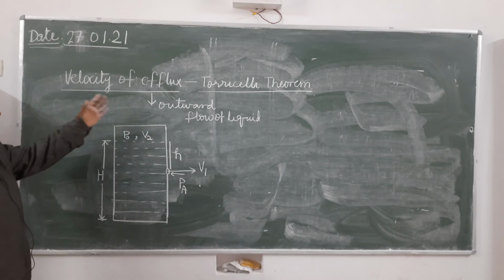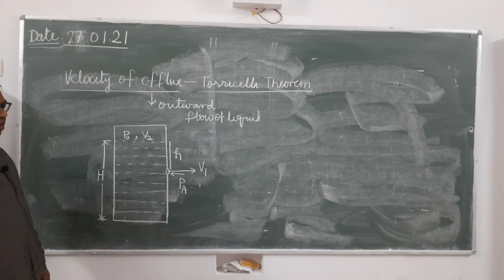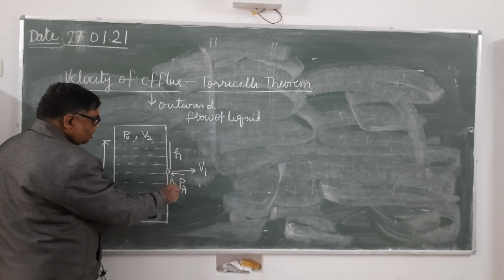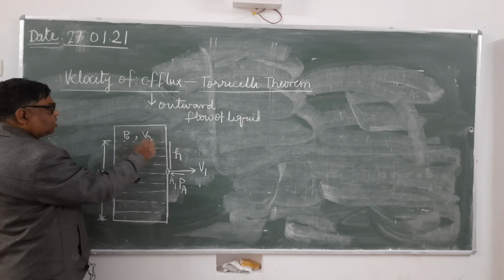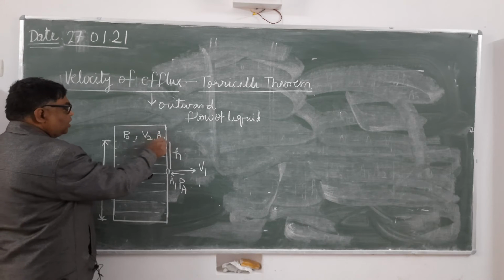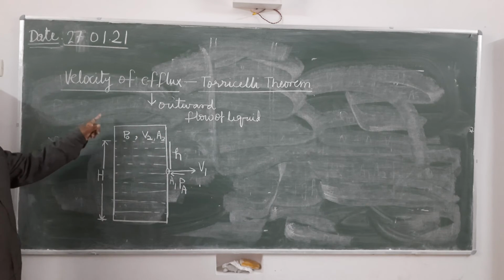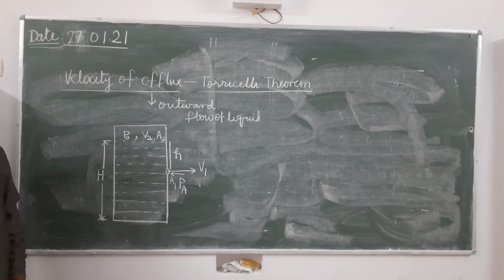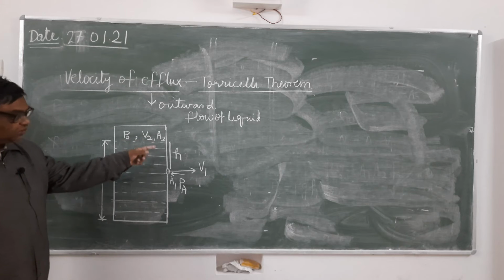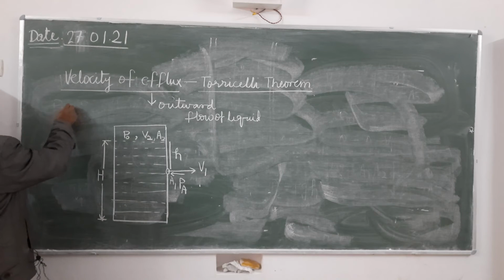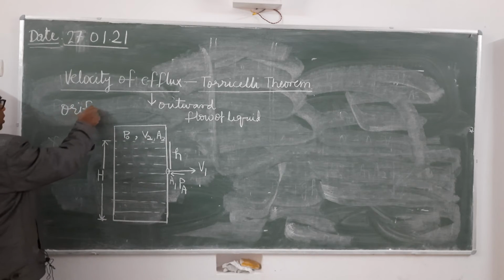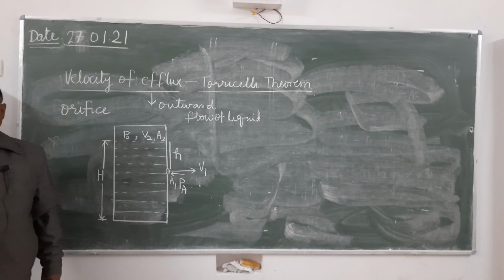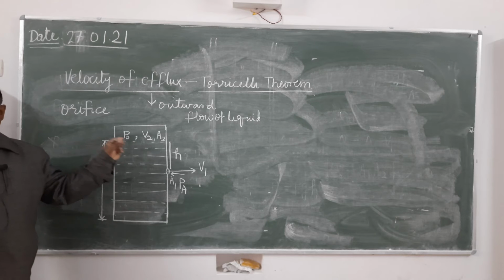So here initially we have taken a closed container. Here the area of cross section we have taken A1, and here this is the cross section we have taken as A2. This closed container contains liquid up to the height capital H, and there is an orifice. Orifice means a very fine hole. Though I have made a hole of larger area of cross section, it is a very fine hole.